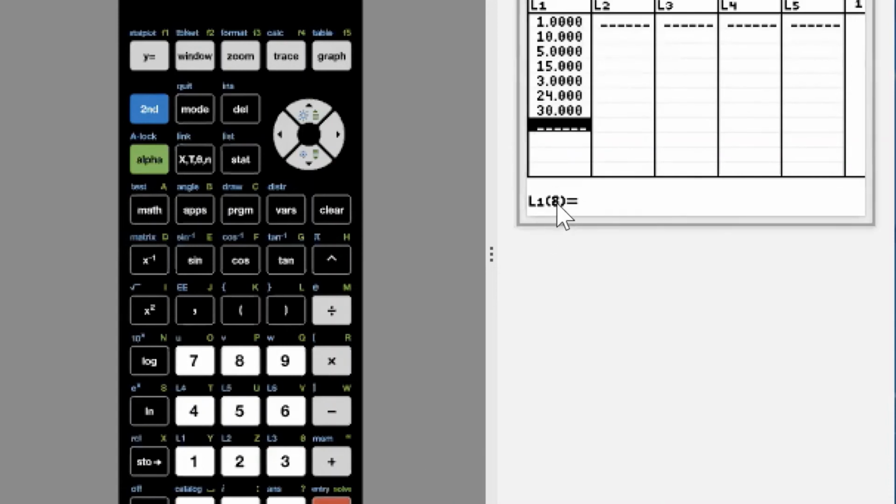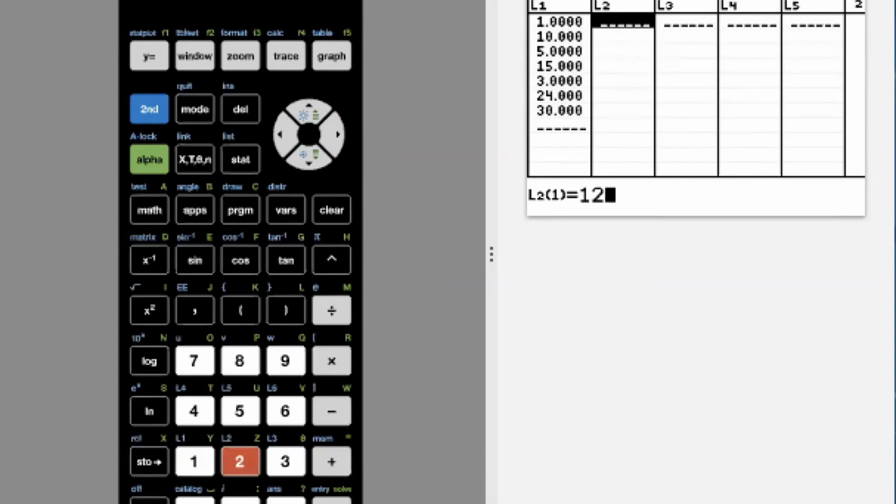That's why it says I am in the 8th row. Now go to list 2 by pressing the arrow, and enter the data: 12.5 in the first, then 8.7, then 14.6, then 5.2, then 9.9, then 3.1, then 2.7.